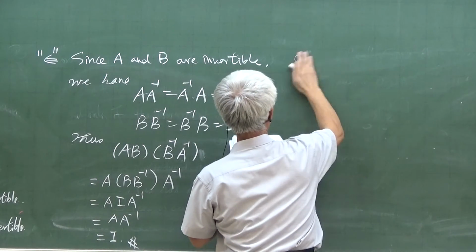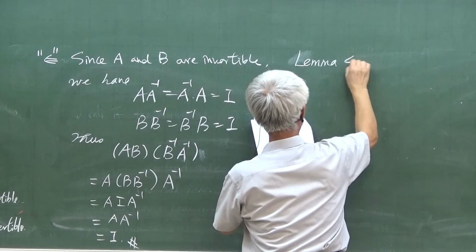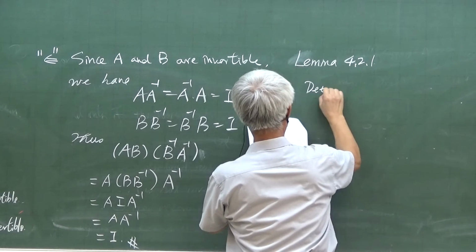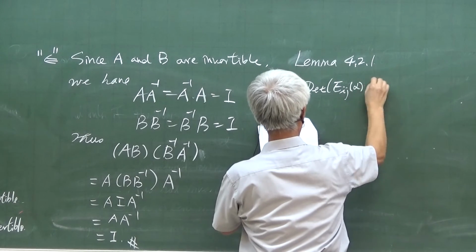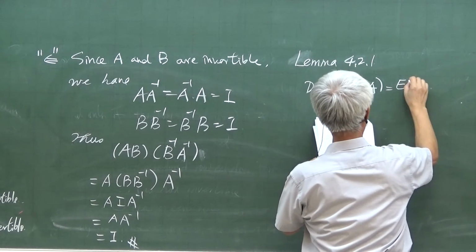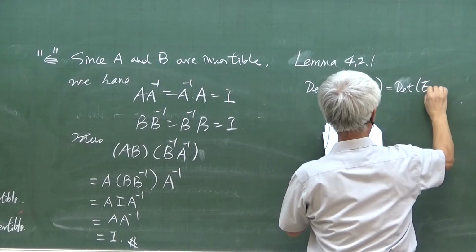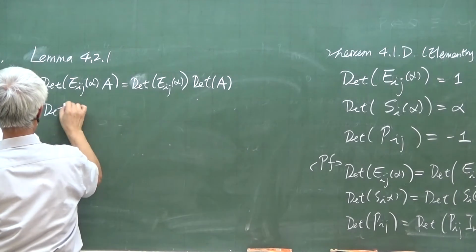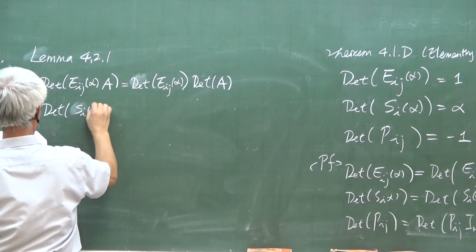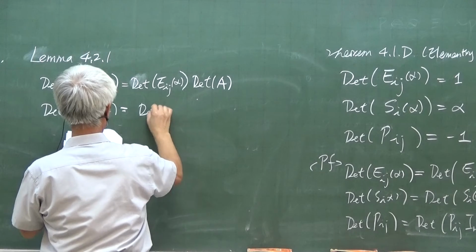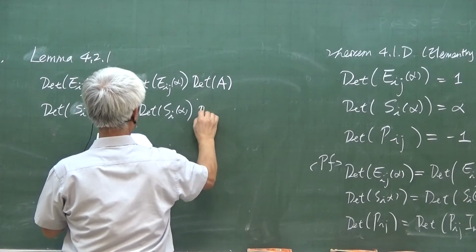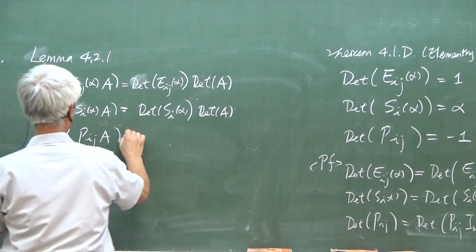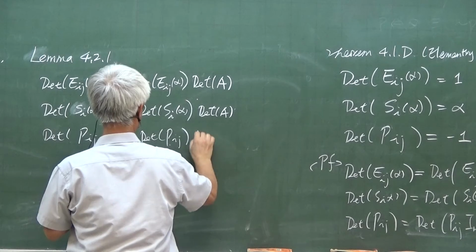Okay, so we go to another lemma, Lemma 4.2.1. The determinant of B_ij(alpha) A is equal to the determinant of B_ij(alpha) times the determinant of A. The determinant of E_i(alpha) A equals the determinant of E_i(alpha) times the determinant of A. And the determinant of P_ij A equals the determinant of P_ij times the determinant of A.